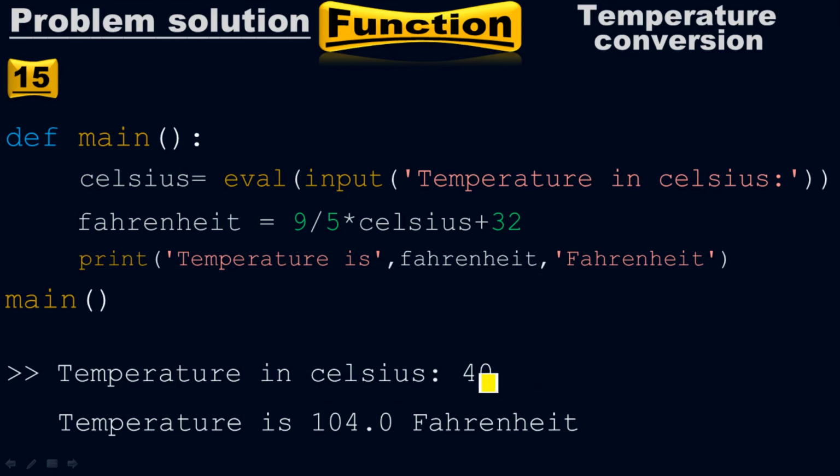But suppose I put 40 here, then it jumps to the second line, which is the formula for the Fahrenheit. Fahrenheit equals 9/5 times 40 plus 32. It equals 104.0. The second line is because of this print function. We have temperature is, comma Fahrenheit. What is Fahrenheit? Fahrenheit is this formula, which equals 104.0, and then comma Fahrenheit. So 40 degrees centigrade equals 104 Fahrenheit. So it is a simple temperature conversion problem.